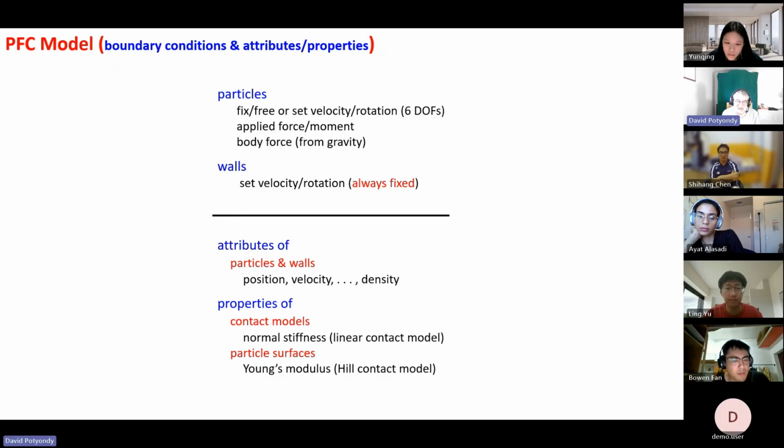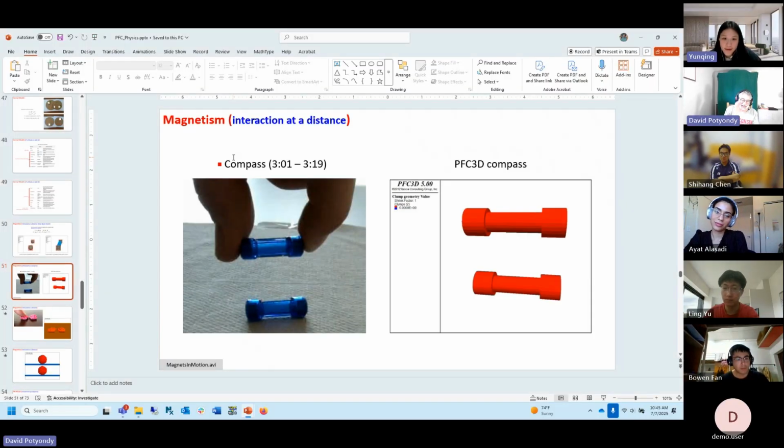So if we want to look at the velocity of a ball, we're going to give a command that's going to say ball list attribute velocity. But if we want to look at the normal stiffness of a contact, we're going to say contact list and a property normal stiffness. And let's not worry about that other thing there. That is the end of the PFC physics part.